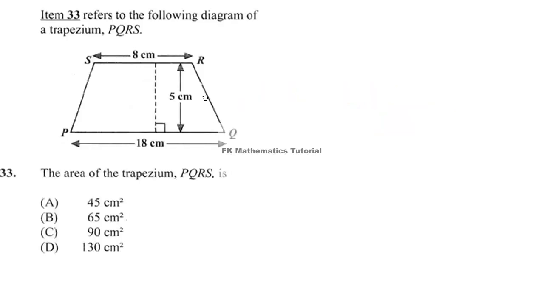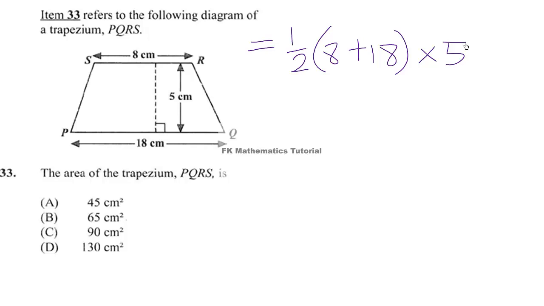Item 33 refers to the following diagram of a trapezium PQRS. The area of the trapezium PQRS is, so area of trapezium is equal to 1 over 2 sum of the parallel sides. So sum of the bases, we have 8 plus 18 times the vertical height. The vertical height is 5 centimeters.